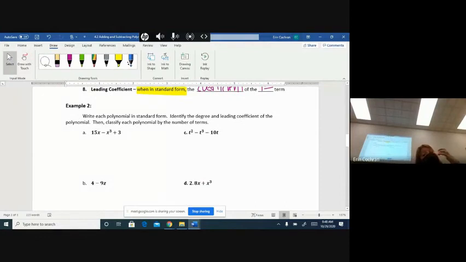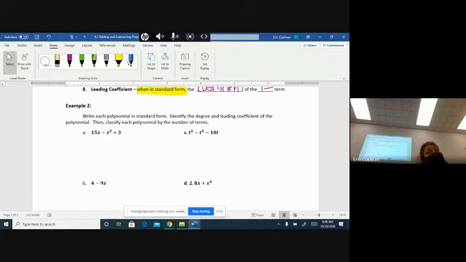Okay. All right, example 2 here. Can you write each polynomial in standard form? Identify the degree of the polynomial and the leading coefficient. And then can we classify it by the number of terms? Yeah, if it's 1 term, it's a monomial. 2 terms, binomial. 3 terms, trinomial. 4 terms and above, polynomial.